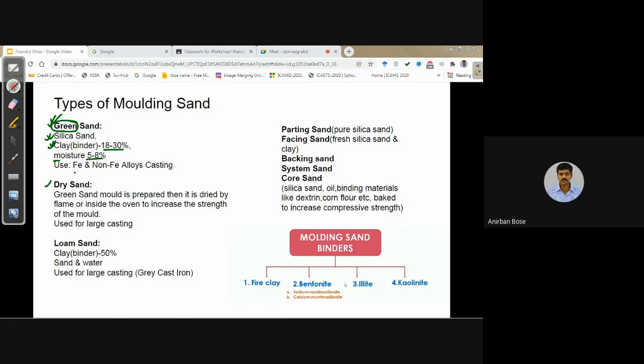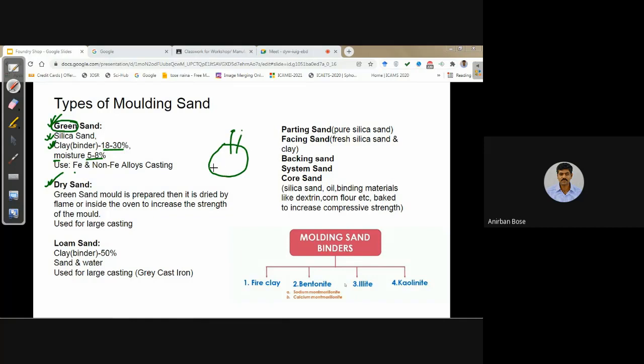Now coming to the dry sand. So what is dry sand? In the dry sand, as the name indicates, initially the mold is prepared with the help of green sand. So suppose you want to make a dry sand mold, what is done? Initially the green sand mold is made. After making the green sand mold, the whole mold cavity, or the whole molding flask, is put in the oven to bake it. Bake it means heating it up so that the moisture will come out.